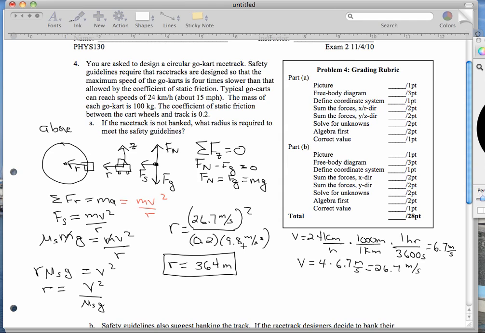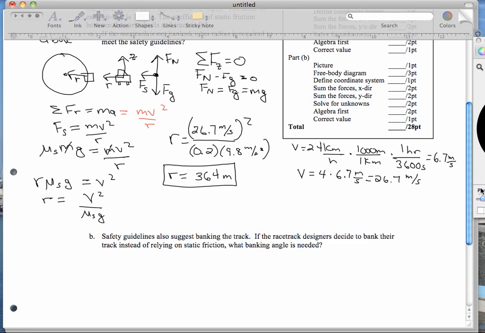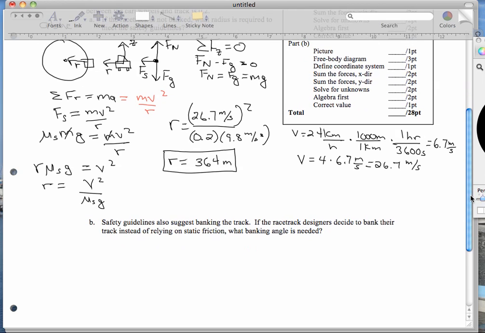So I'm done with part A, and now I'm going to go on to part B. This is asking, instead of using the coefficient of static friction, if I want to use a banking angle, how would I go about doing that? I'm going to draw my picture again. This is my above view. I still have my racetrack and my car, and Z is coming out of the page at me, and my R is this way.